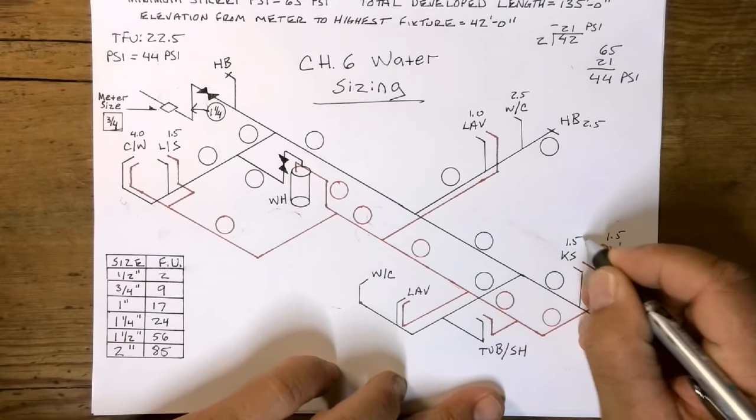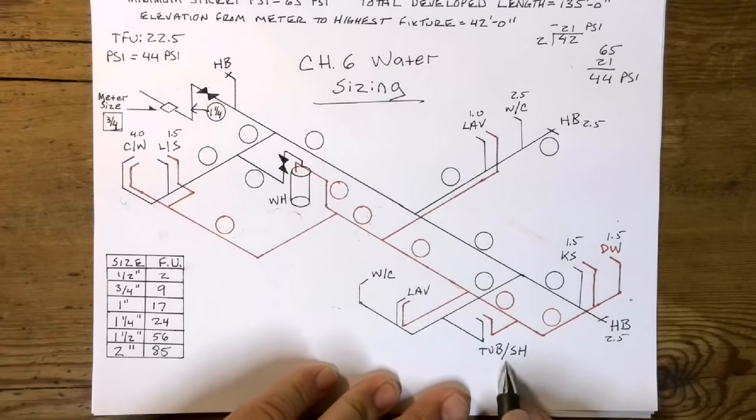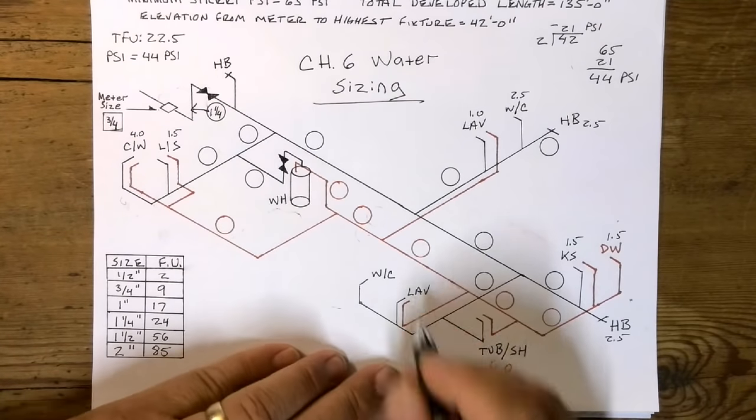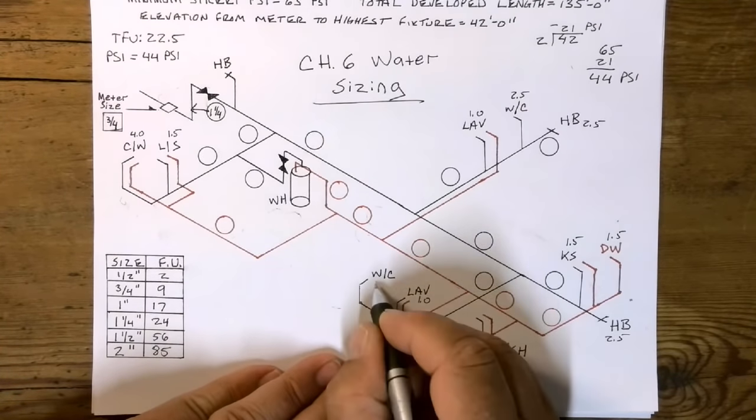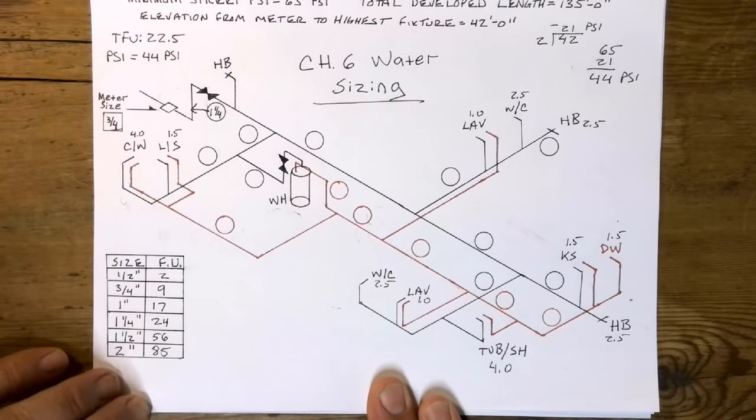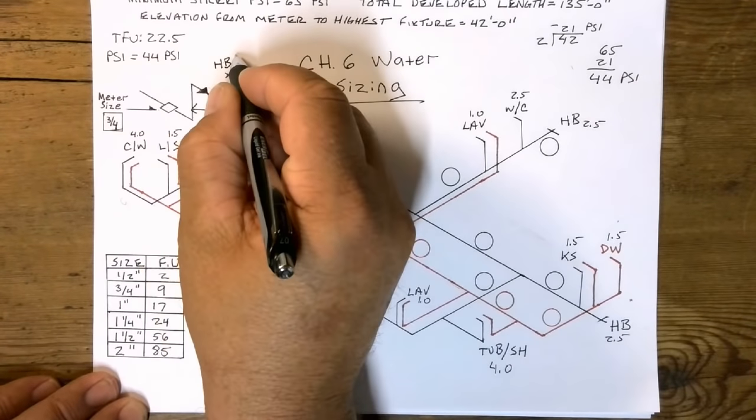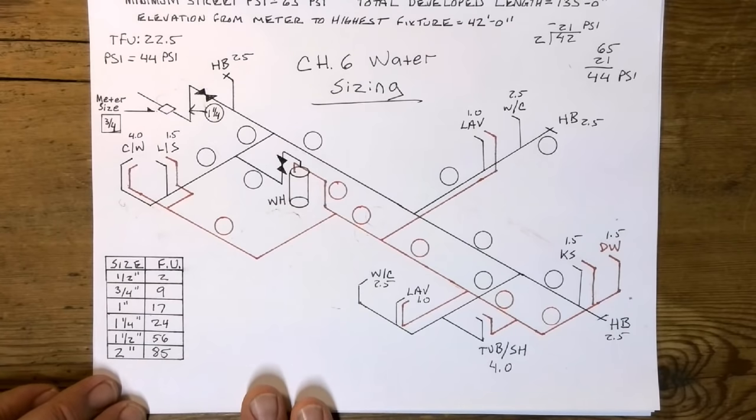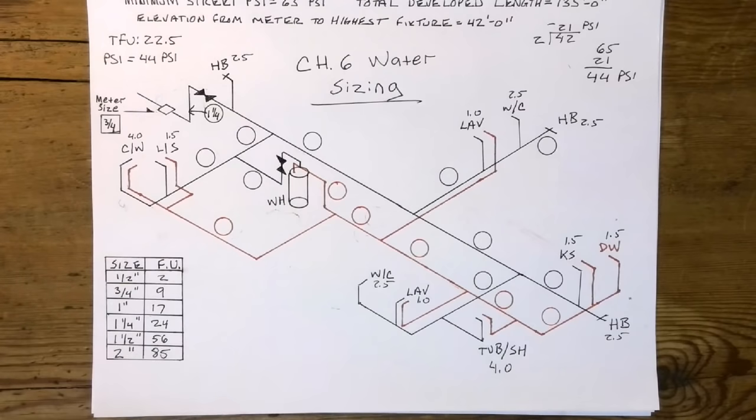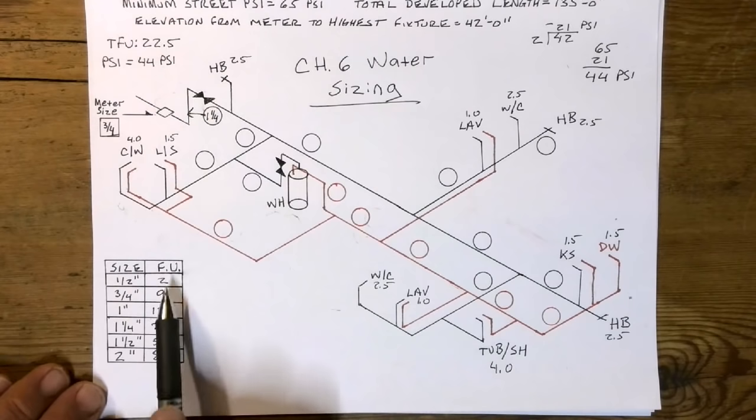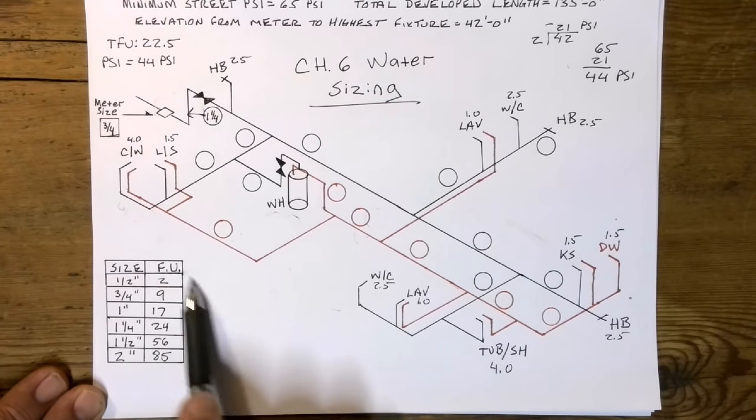Kitchen sink, 1.5. Tub and shower, remember, tub and shower, not just the shower. So this is 4.0. The lav, 1.0. Water closet, 2.5. Did I get them all? No, not quite. I've got to get this hose bib over here. 2.5. Okay, I believe that's everything. Yeah, right on. So the rest of these circles, we're just going to put the fixture unit value in because we have this right here that'll tell us what size it is.